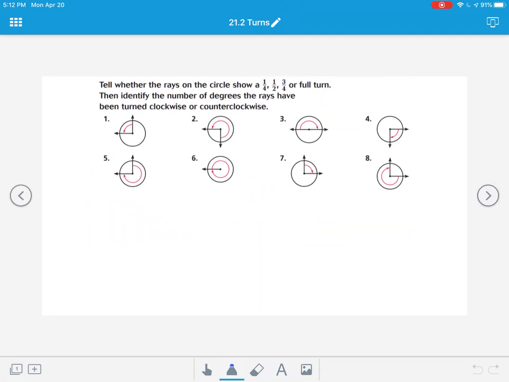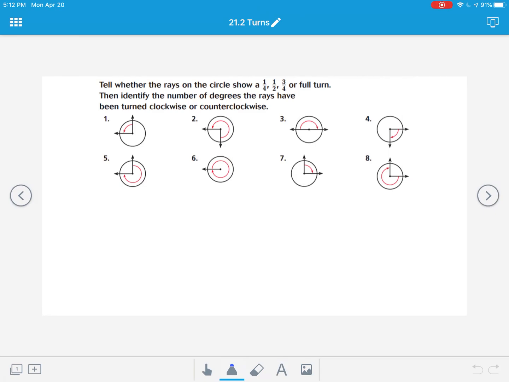Let's do some practice. So we're going to look at some turns on a circle where 2 rays are meeting. Now, make sure that you look at where the red arrow is showing that it started and where it finished. The reason why is a lot of times these turns could look just like a quarter turn, but it's actually showing something entirely different. So make sure you look at where the arrow is pointing. We'll copy these into our notes as well.